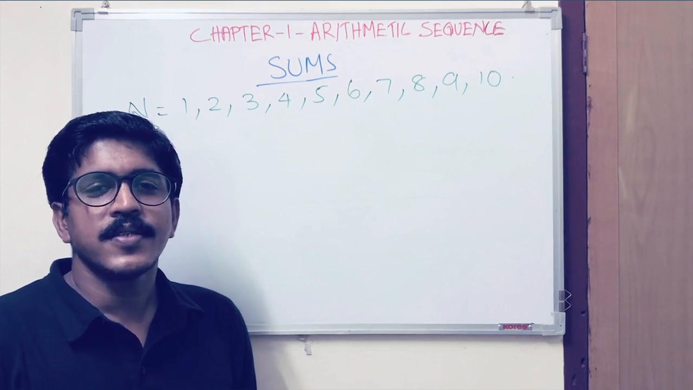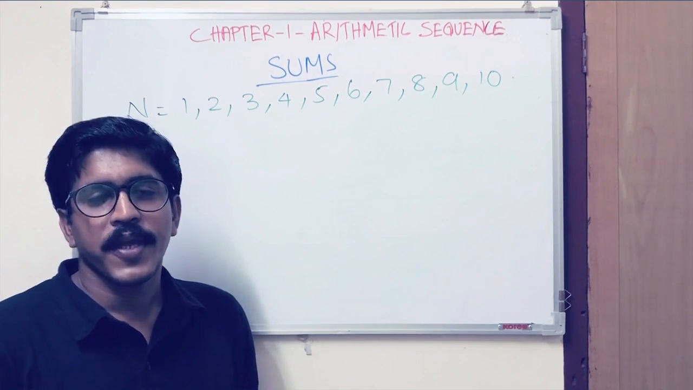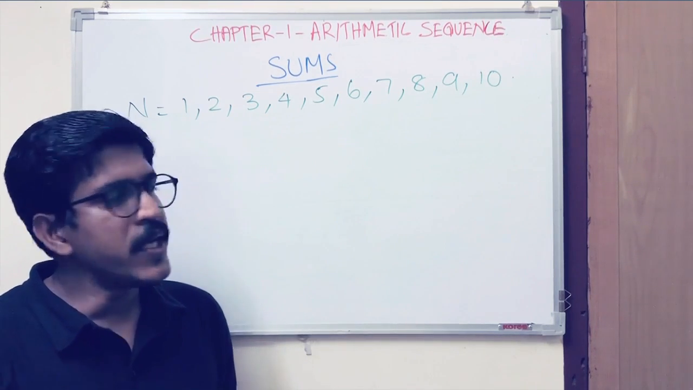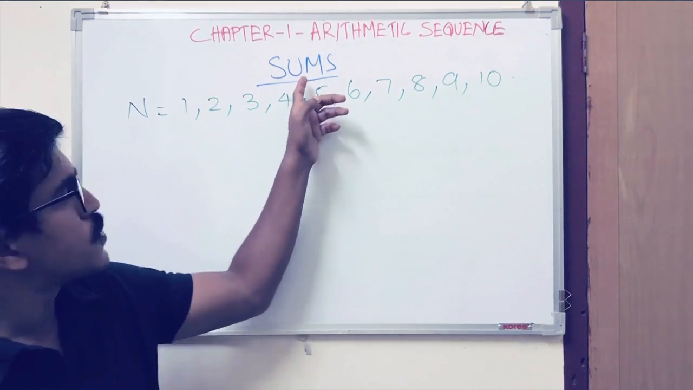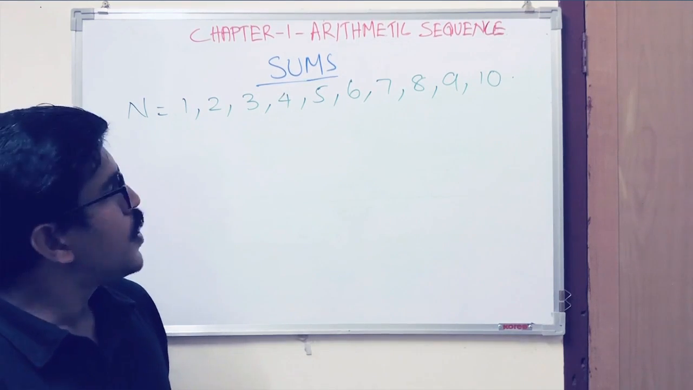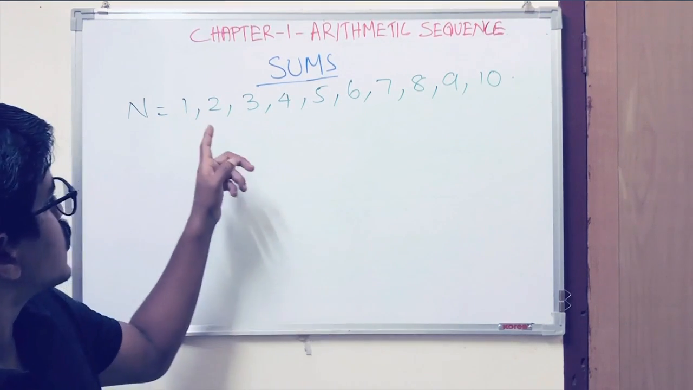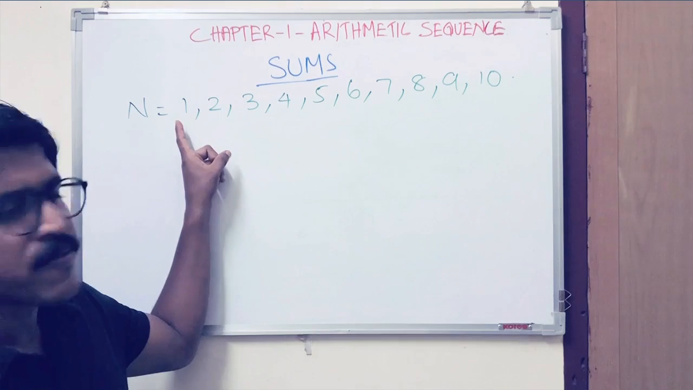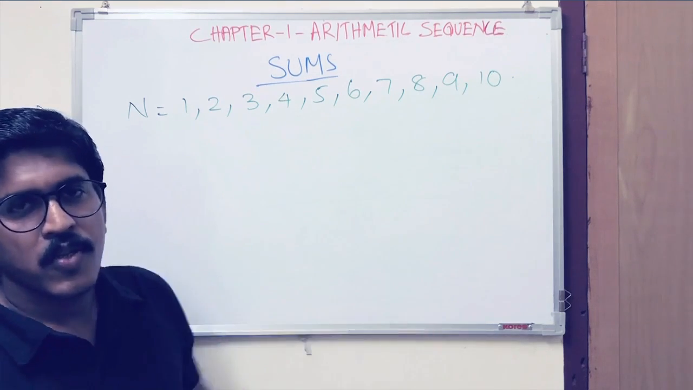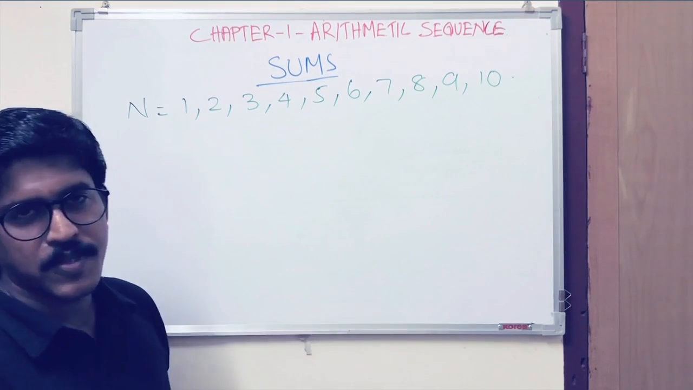Hello students, in the last video we discussed the nth term of an arithmetic sequence. Today we are going to discuss the sum of given terms of an arithmetic sequence. Let us consider natural numbers first. You can see here I have written the natural numbers from 1 to 10. Now we are going to take the sum of these 10 terms.